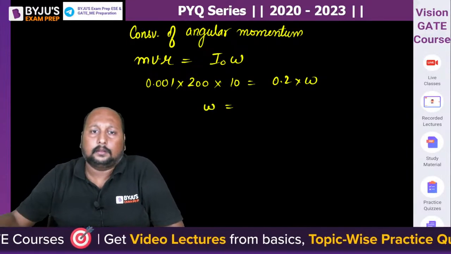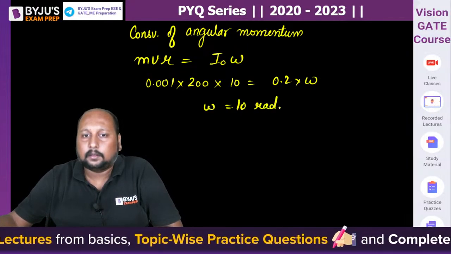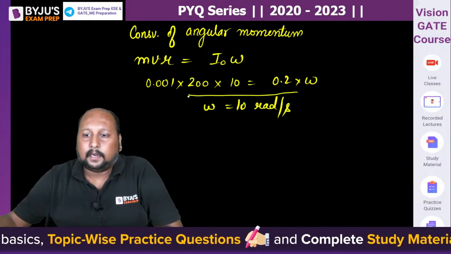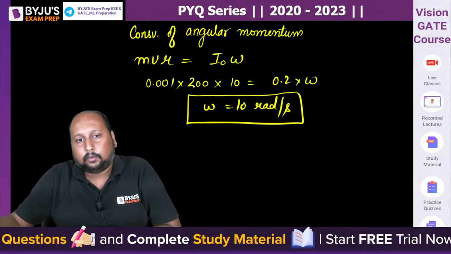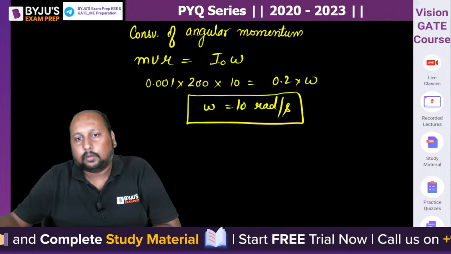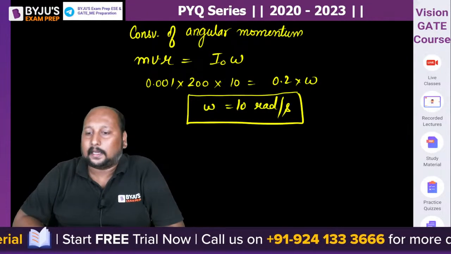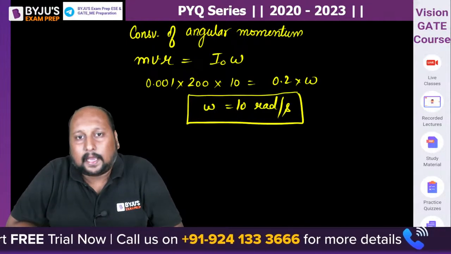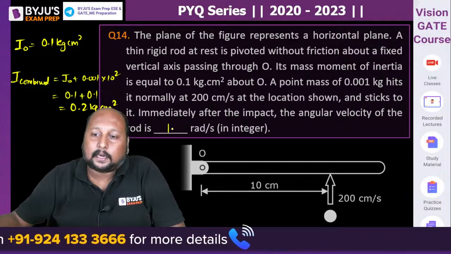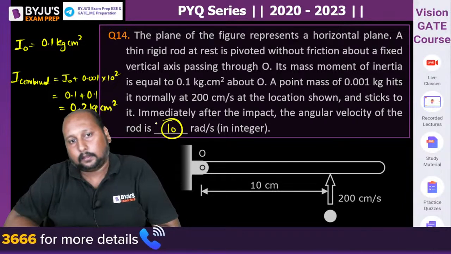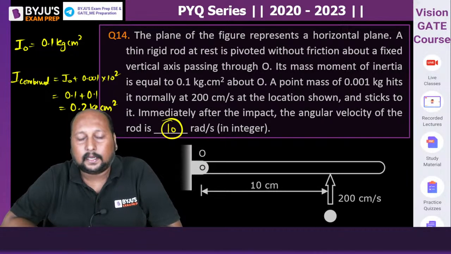10 radian per second. Are we getting 10 radian per second? Please check. See, this is equal to 2. So 2 divided by 0.2 is equal to 10. So 10 radian per second is the correct answer. The angular velocity just after the impact will be equal to 10 radian per second. Okay? Done?